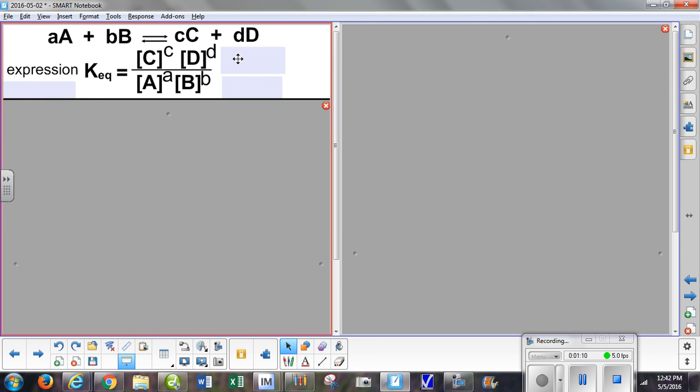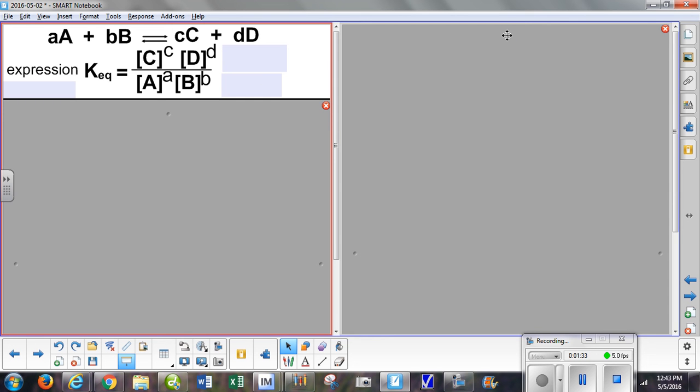And remember that the products are on the top and the reactants are on the bottom, always. No matter how many reactants there are, they are done in this fashion and they go to the bottom. And no matter how many products there are, they're done in this fashion and they will be on the top.